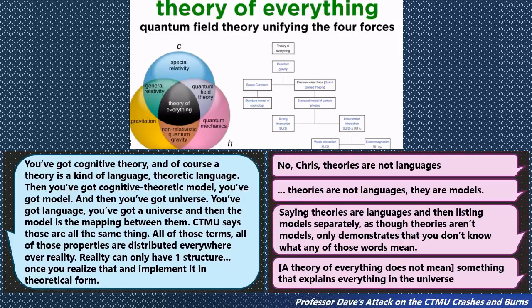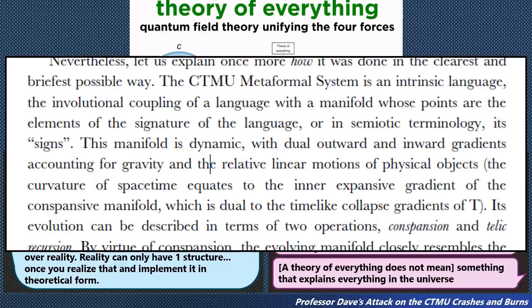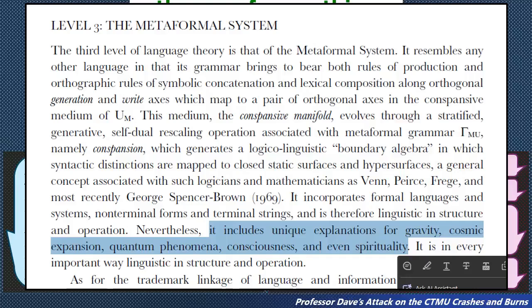That's what the CTMU claims to be. If you want to suggest the CTMU isn't a theory of everything, then you have to actually address the part of it that's relevant. The CTMU construct for uniting the four fundamental forces consistently with quantum mechanics is called conspansion. It includes explanations for gravity, cosmic expansion, quantum phenomena, and even spirituality. But as we just heard, Professor Dave wants to insist that spirituality can't be included in a theory of everything. He claims it can only mean physics. So the professor either thinks that spiritual things are included within physics, or he means to exclude it from what's being theorized by a theory of everything.